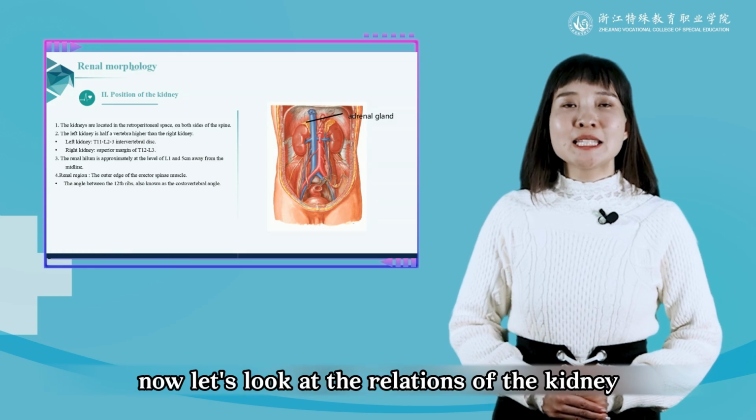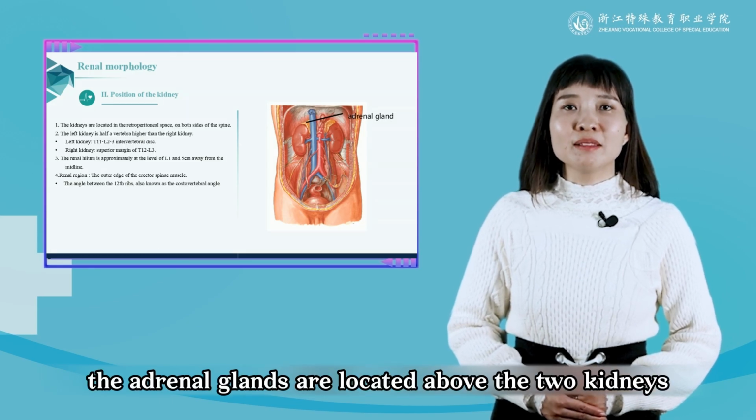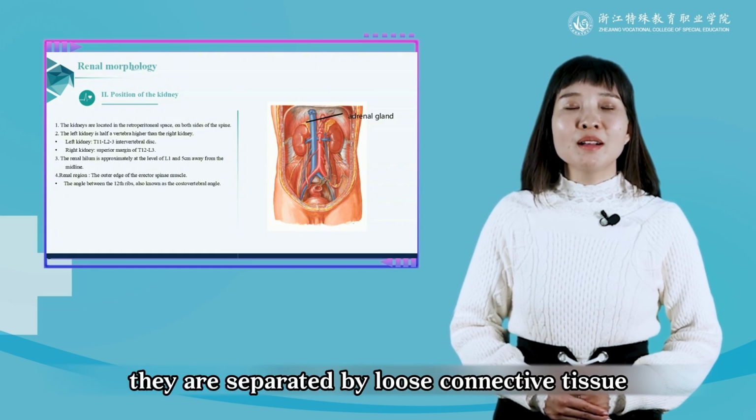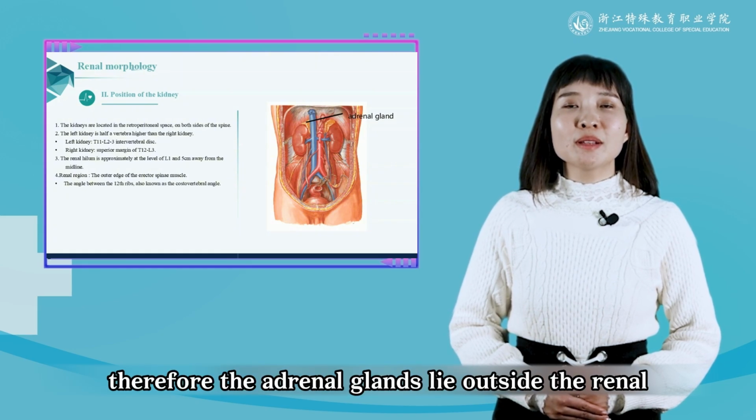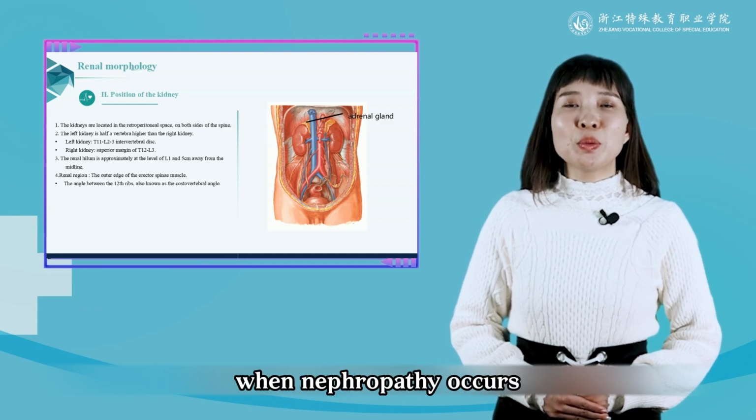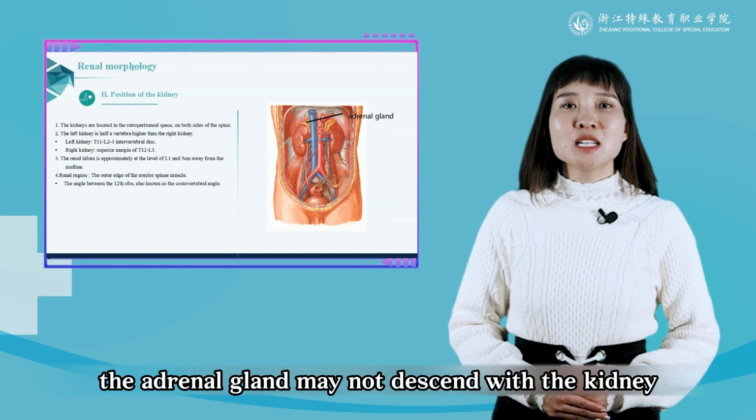Now let's look at the relations of the kidney. The adrenal glands are located above the two kidneys. Although both are enclosed by the renal fascia, they are separated by loose connective tissue. Therefore, the adrenal glands lie outside the renal fibrous capsule. When nephroptosis occurs, the adrenal gland may not descend with the kidney.